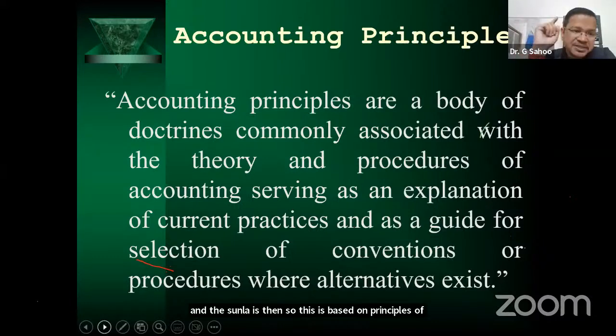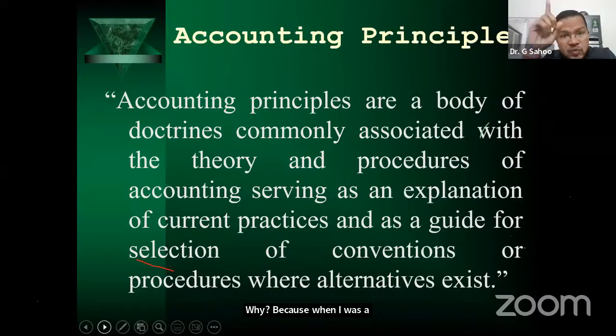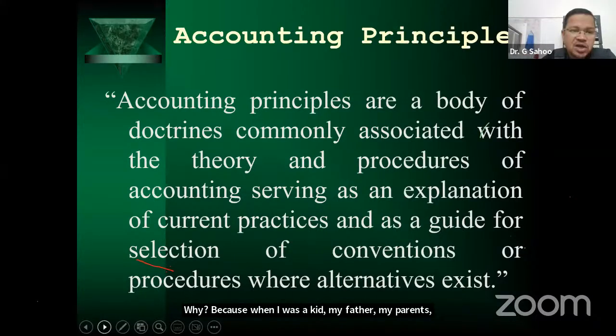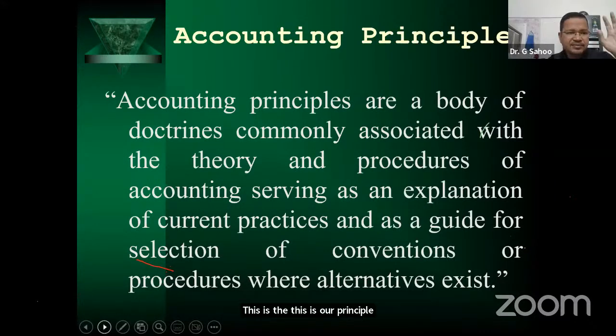Why? Because when I was a kid, my parents had already taught me, beta, the direction in which the sun rises is known as east. So this is our principle of beliefs, because our system is also developed on the basis of principles of beliefs. Exactly, accounting principles are developed on the basis of principles of beliefs, which explain the theory and procedures of accounting, where alternatives exist.